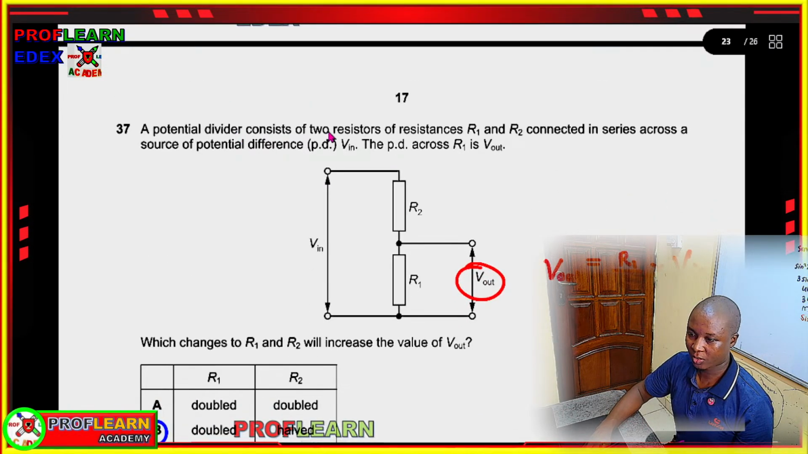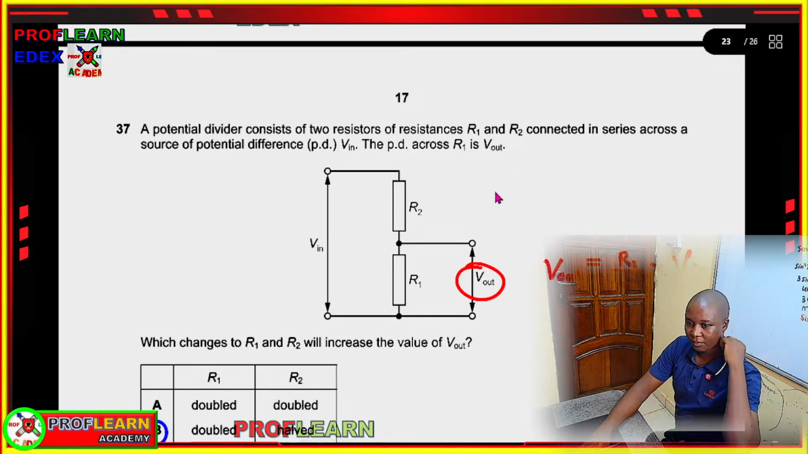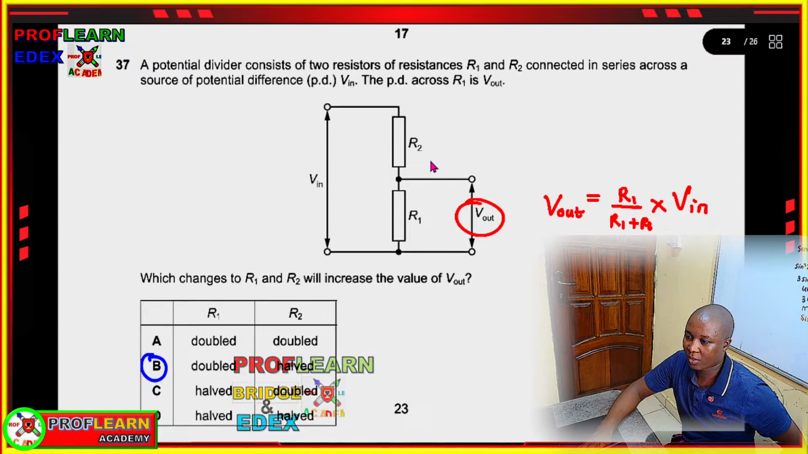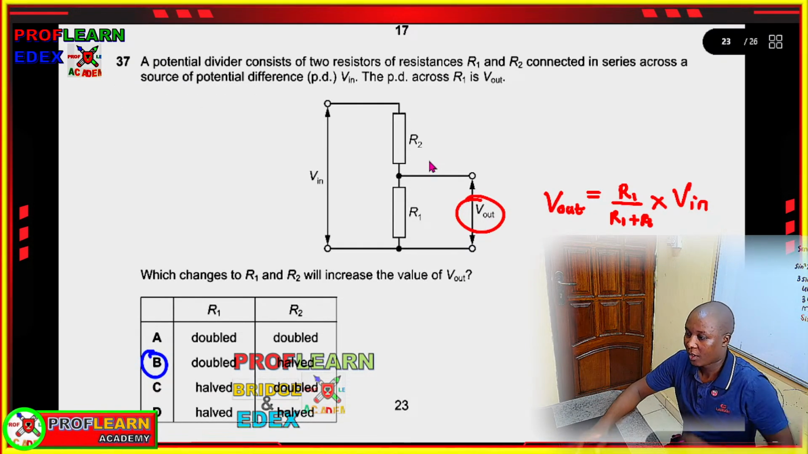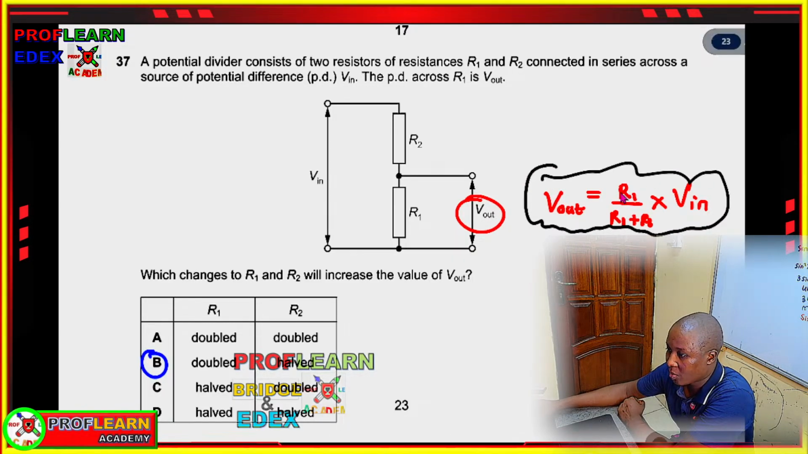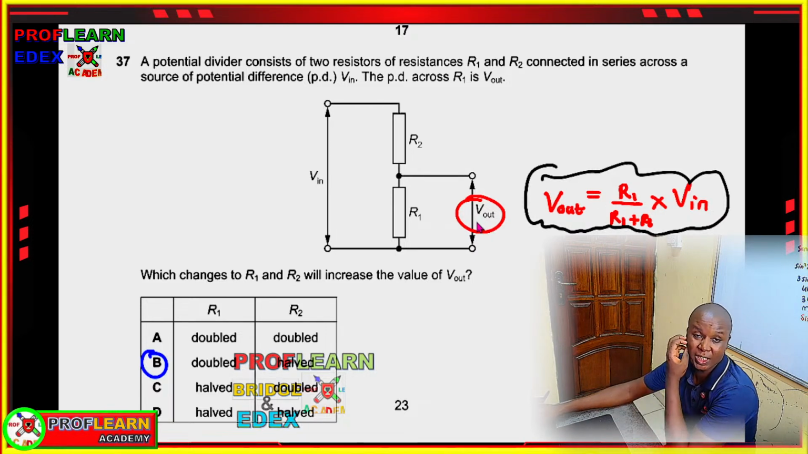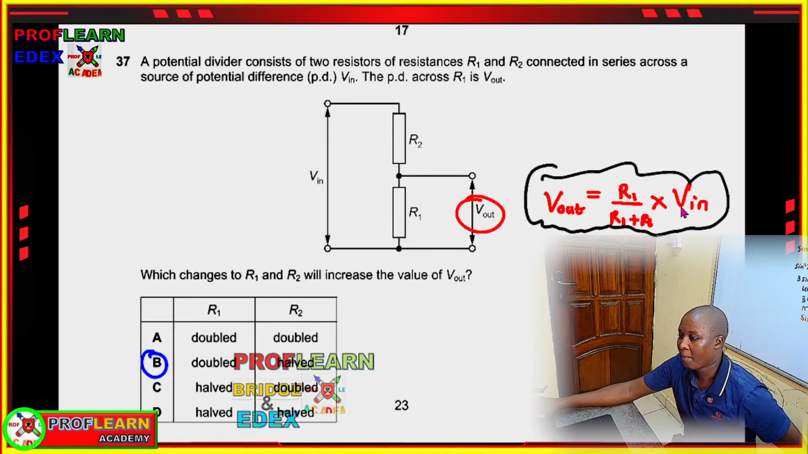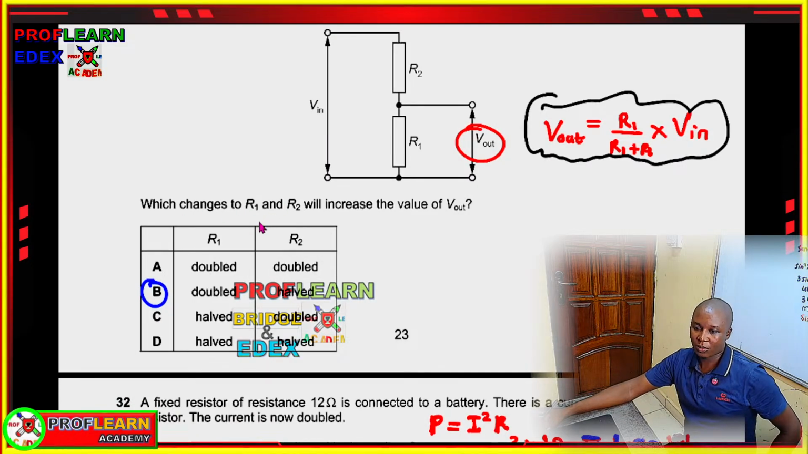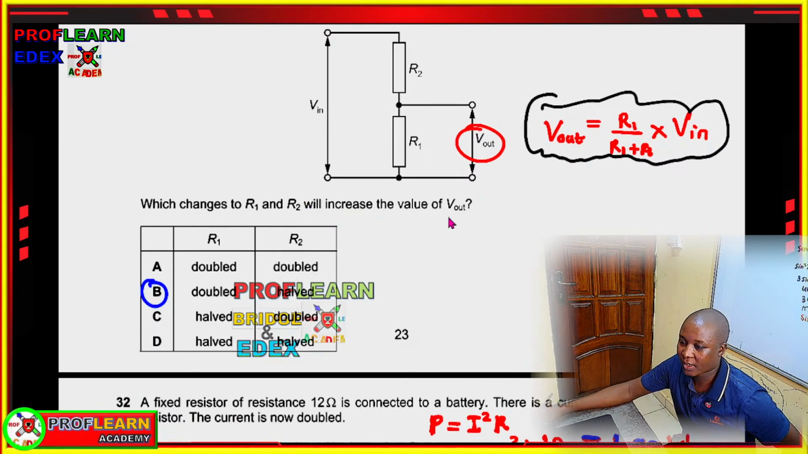A potential divider consists of two resistors of resistance R1 and R2 connected in series across a source of potential difference, and the PD across R1 is V out. The formula you can use to work out V out is R1, the resistance where the voltage is tapped out from, so it will be R1 over R1 plus R2 times V in. Which changes to R1 and R2 will increase V out?